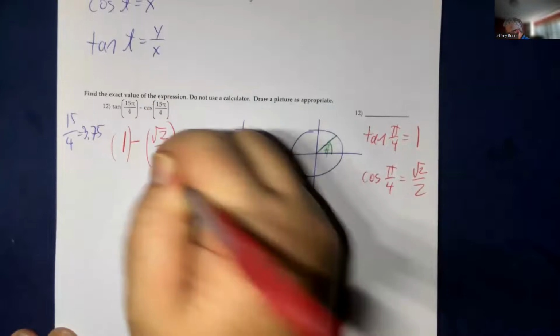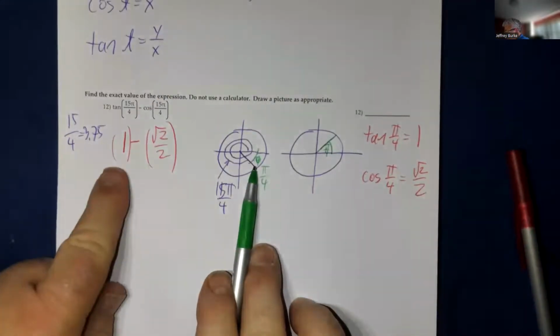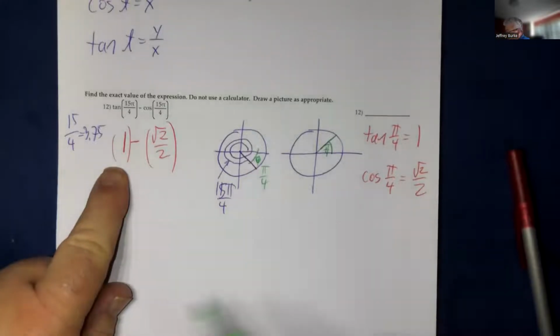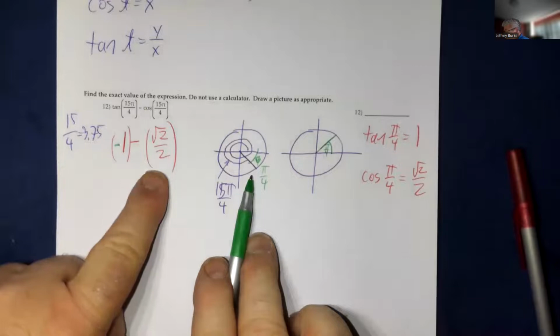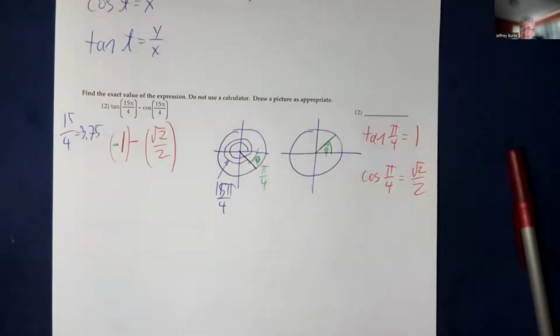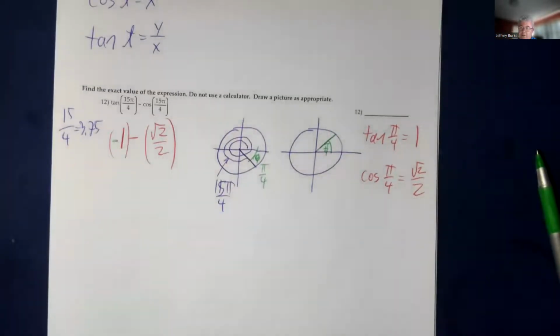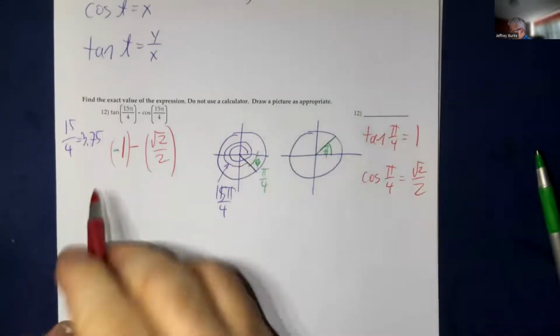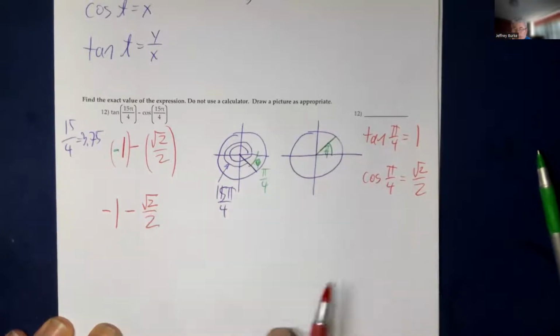I'm going to put this in parentheses because I want to talk about the sign now. In the fourth quadrant, we hopefully know that tangent is going to be negative, so we add the negative there. In the fourth quadrant, we should also know that cosine is going to be positive, so we leave this as a positive. Now that we've addressed both the value and the sign of each of the trig functions, we can write this as negative 1 minus radical 2 over 2.